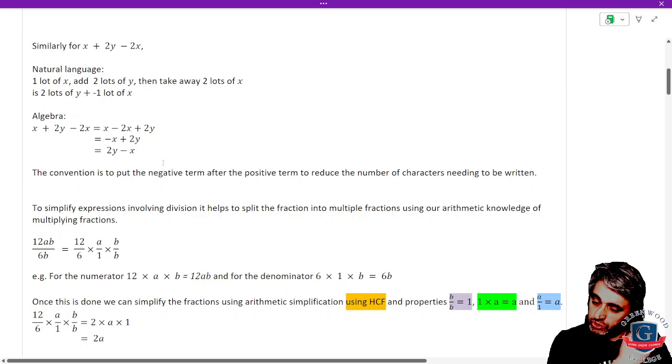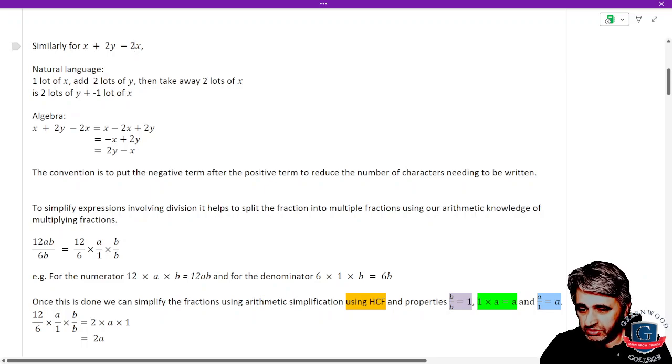Now, if we have more terms, in this case we have 1 lot of x, we add 2 lots of x, and then we add 2 lots of y, and then we take away 2 lots of x. That will leave us with 2 lots of y, and we'll be short 1 lot of x, or minus 1 lot of x. So let's see if that works.